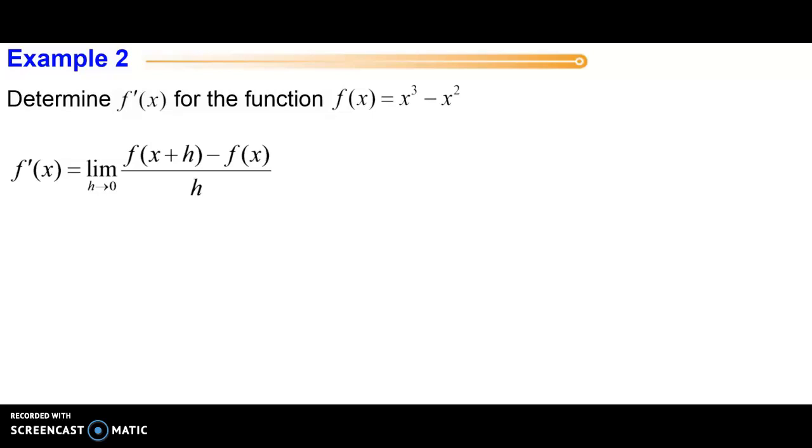This is example 2 in section 4.3. So we want to find the derivative for the following function, x cubed minus x squared. I've written the definition of the derivative, which entails a limit of f of x plus h minus f of x over h. So the first thing we're going to do is find f of x plus h.